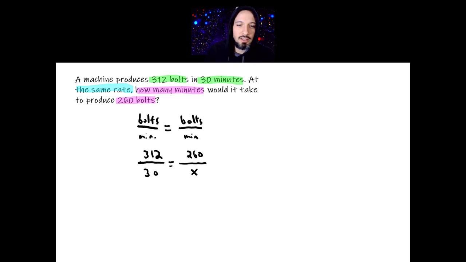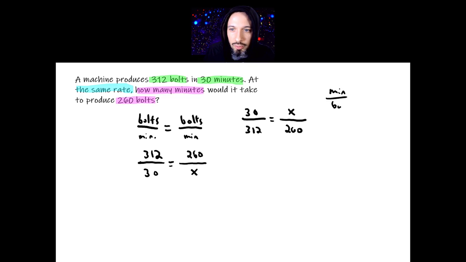And again, if my denominator has the variable, I'm going to rewrite it. So I'm going to flip each fraction, the reciprocal of each fraction, and it's still going to be the same thing. So 30 over 312 equals x over 260. That's going to be my setup. In other words, you can see that I have the minutes up top and then the bolts on the bottom. So that's my proportion. I'm using this setup instead because I want the unknown on top. Again, you don't have to, but this is the method I'm doing because I'm using equivalent fractions.